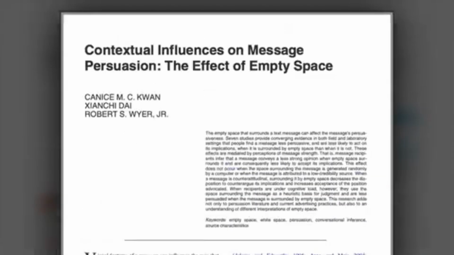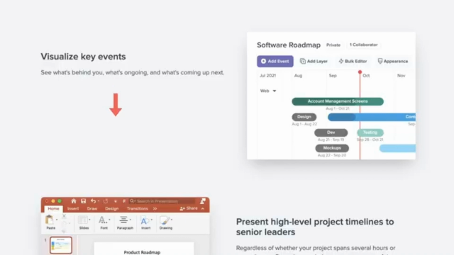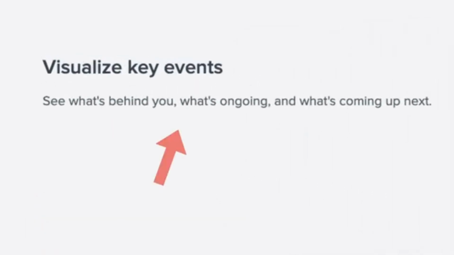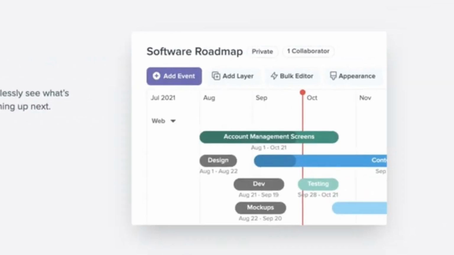In one study, a message was less persuasive when it was surrounded by empty space. If you have more space to extend your reasons, but you don't extend those reasons, then it can imply that you didn't have any additional reasons to give. So even though I prefer this concise framing, just from a visual standpoint, perhaps we should keep the previous sentence. Though I'll simplify it to say, "Add milestones to stay organized and effortlessly see what's behind you, what's ongoing, and what's coming up next." I think the image is fine.